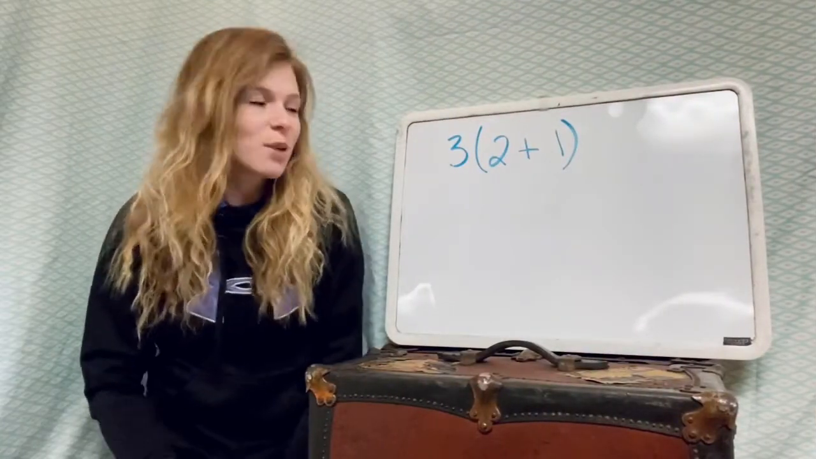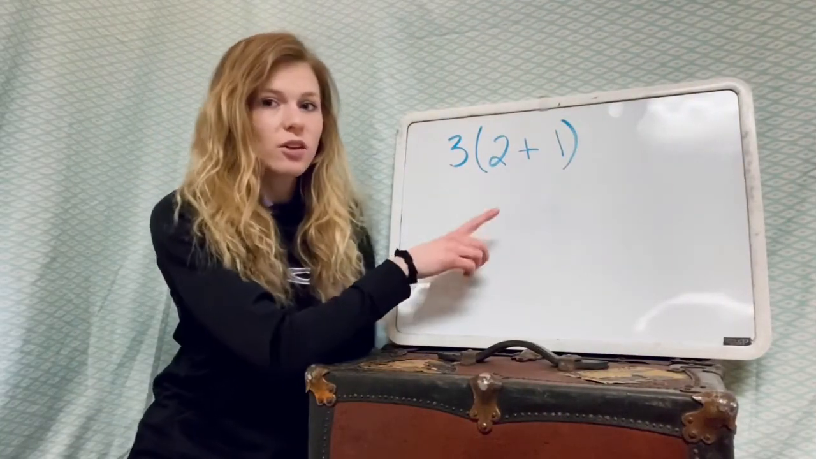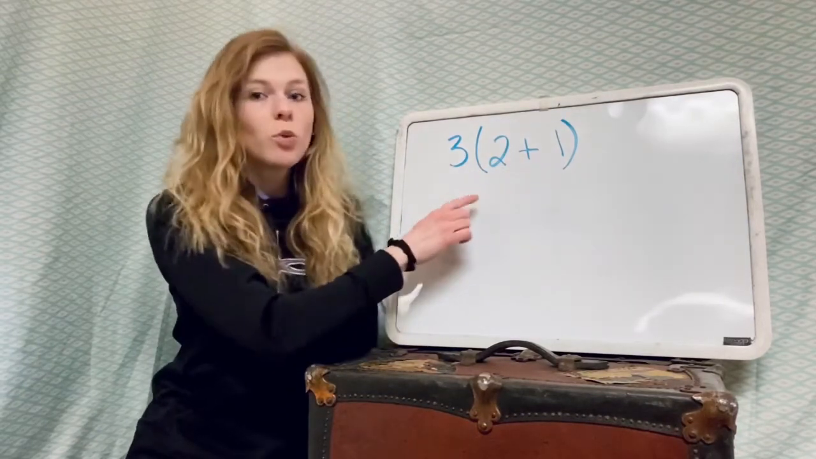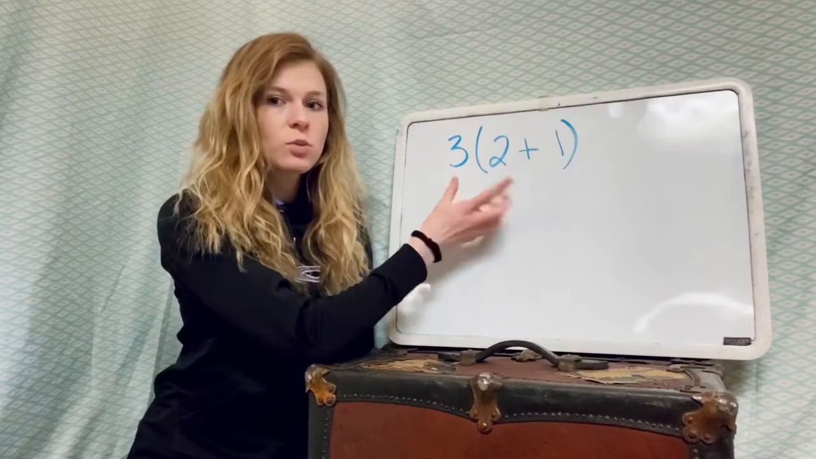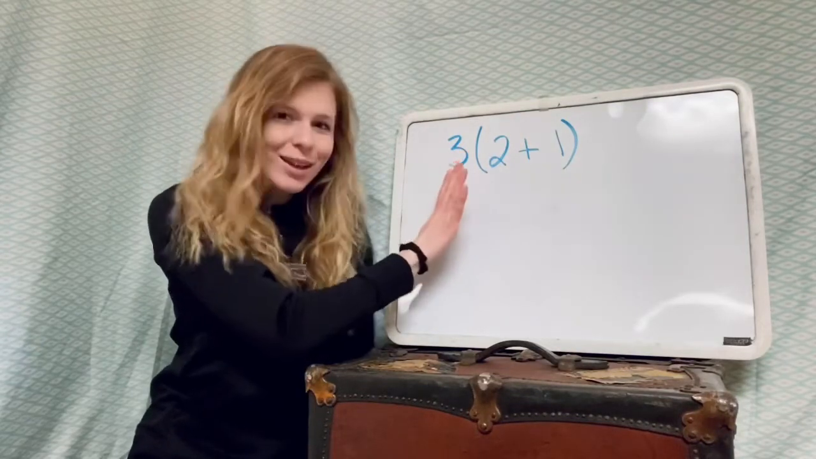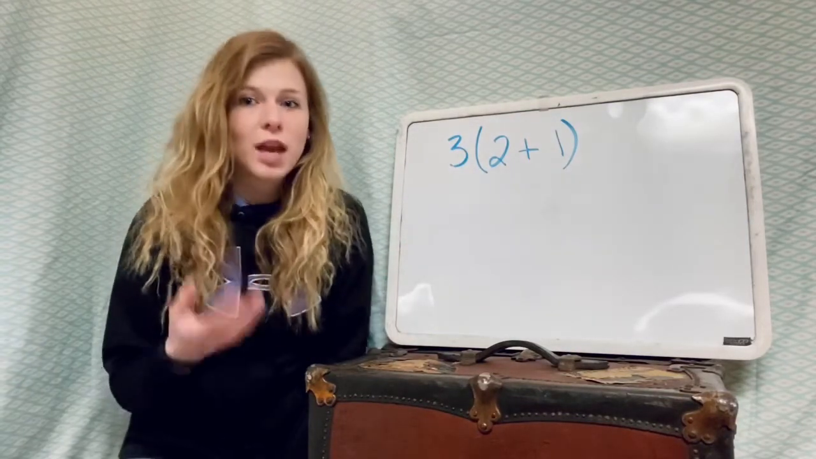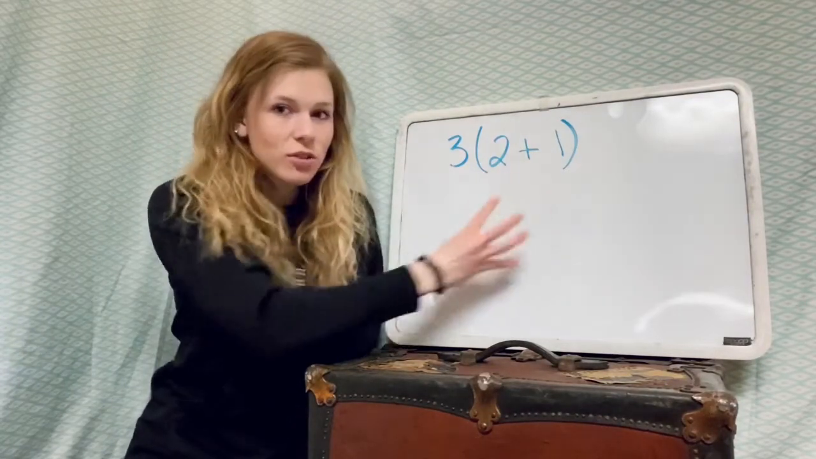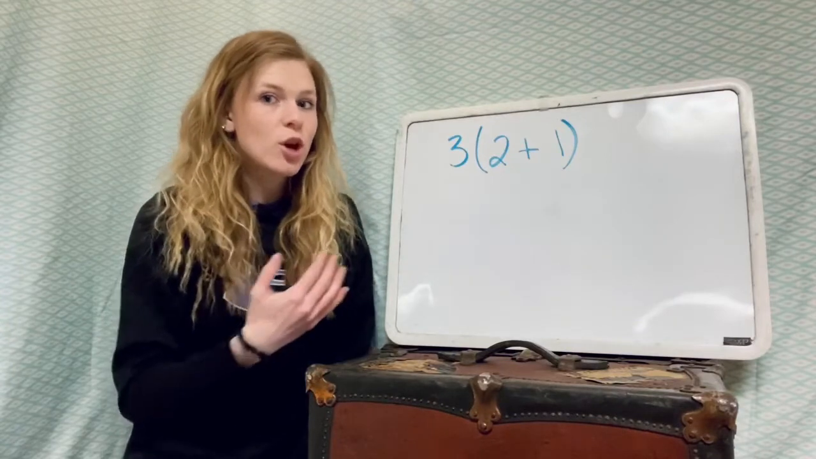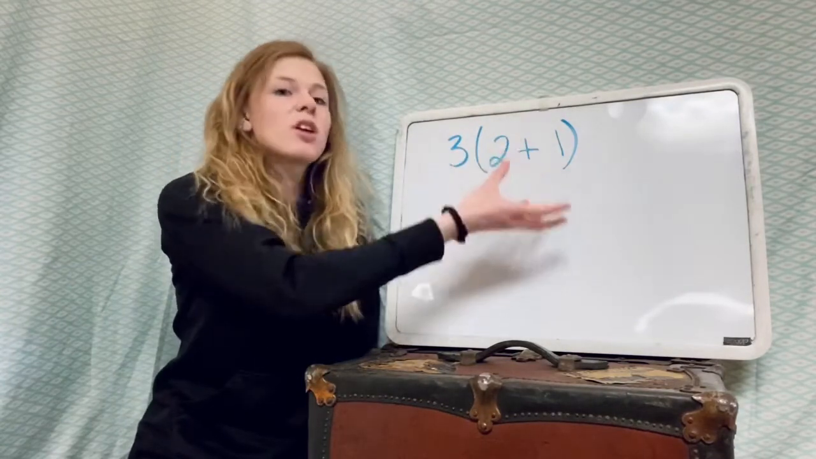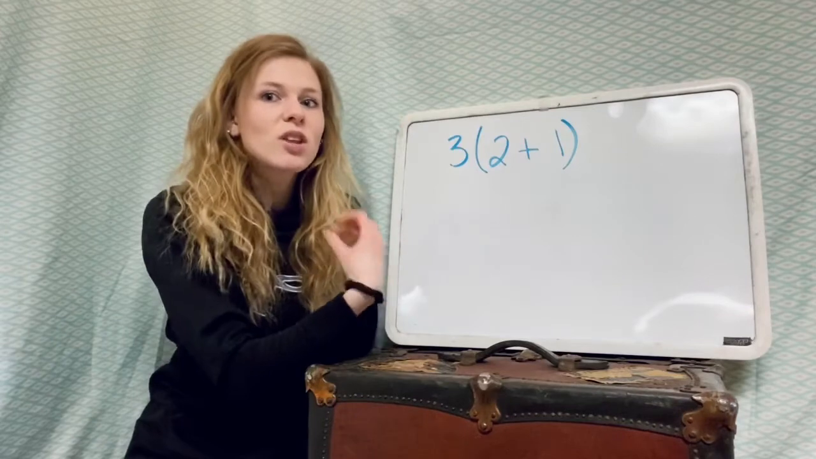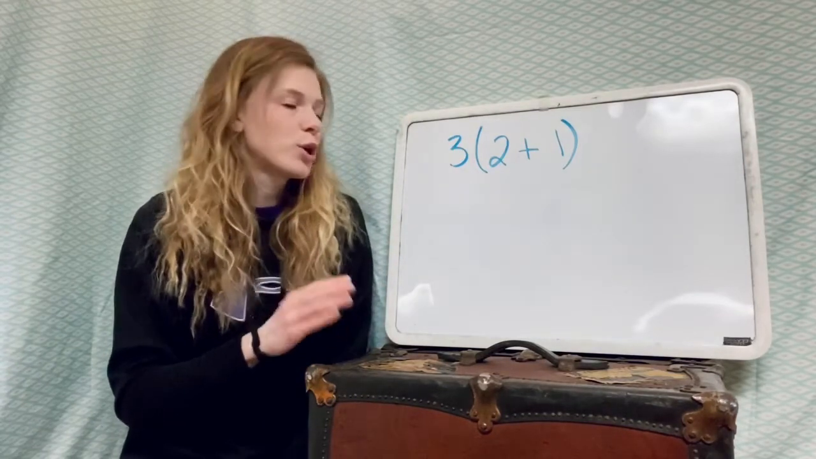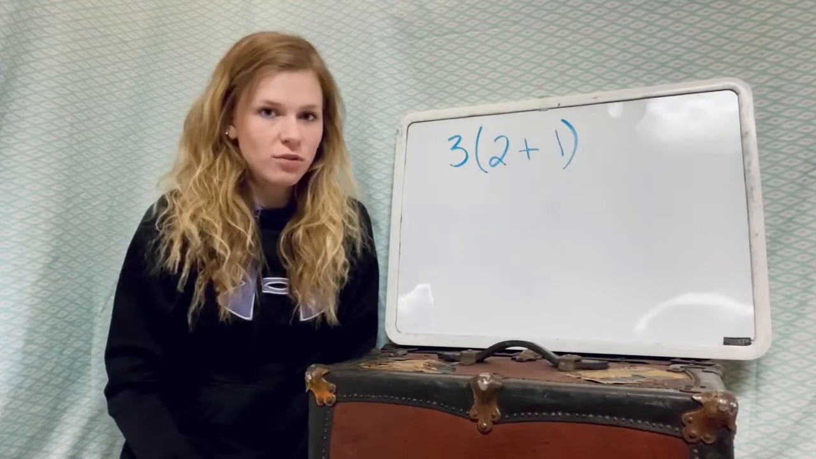For my first example, I have 3 on the outside of a pair of parentheses that are holding 2 plus 1. When the 3 is on the outside of parentheses, right next to it, hugging it, it means multiplication. So we know how to solve this problem using order of operations. We do what's in the parentheses first, then we take on what's on the outside. But today, I want you to use the distributive property to solve this problem.